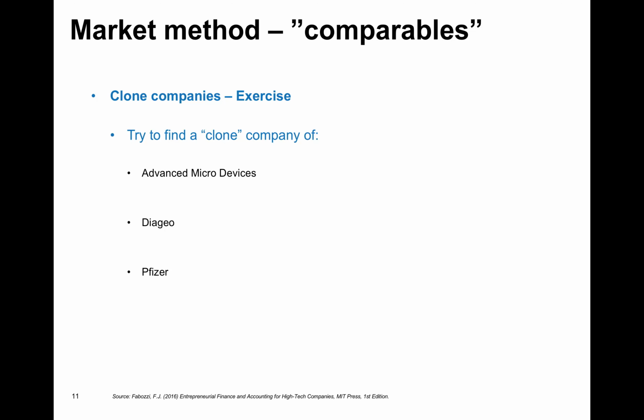So what I would recommend now is that you pause the video and try to find a clone company for each of those that I'm mentioning here. The first one is Advanced Micro Devices, the following one is Diageo, and the next one is Pfizer. You will need to understand what type of company they are, where they are operating, and what type of products they offer, and let's see if you can find a comparable company, in this case a clone company, something that is almost exactly the same. You can pause the video and take these 10-15 minutes to complete this exercise.